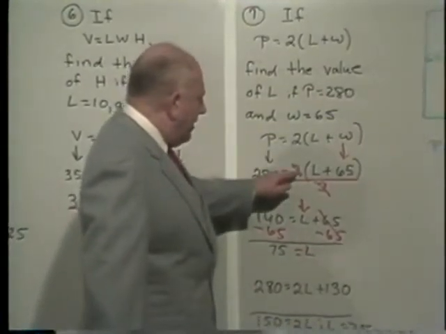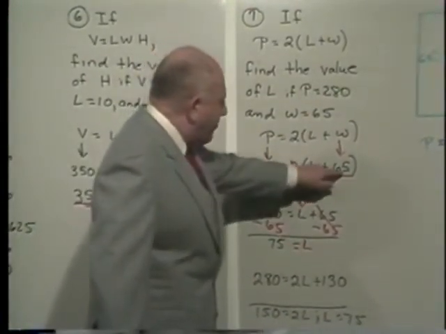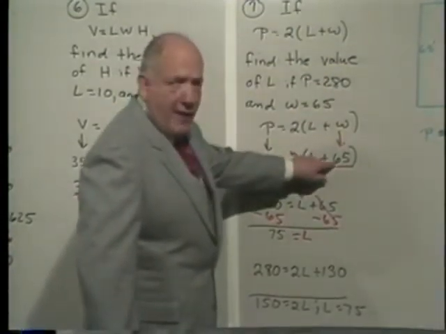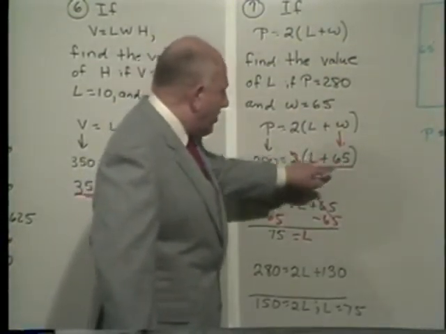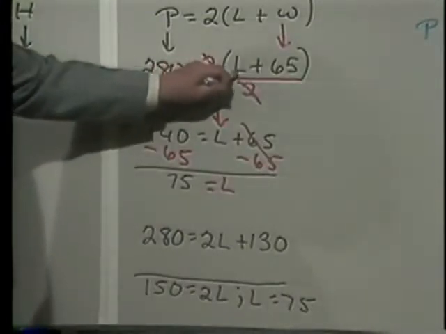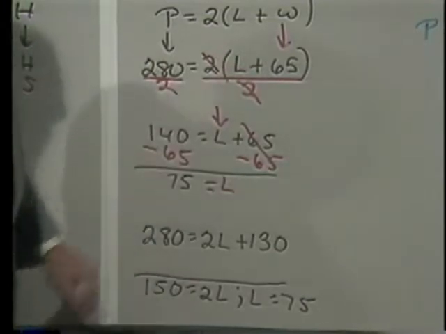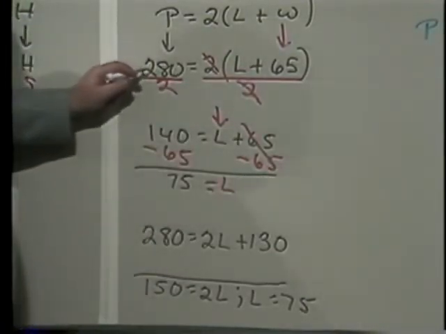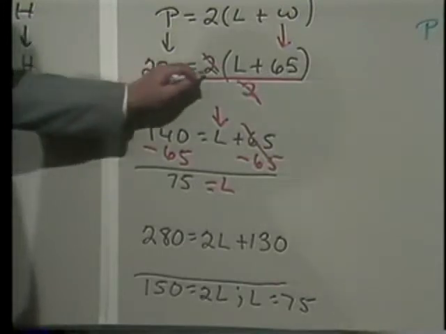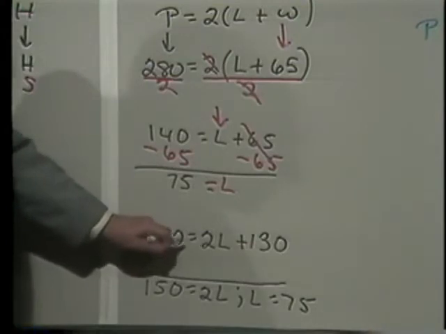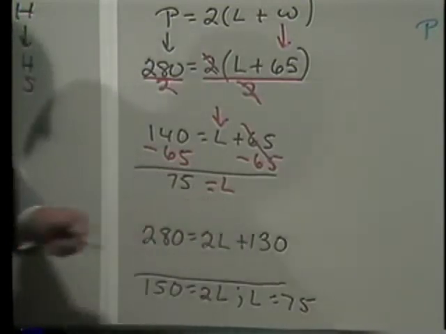And by the way, remember I warned you about this before. Don't go back here and decide to subtract the 65 first. Remember, the 2 is multiplying the 65. If you want to get rid of the parentheses, you can use the distributive property to say that 2 times L is 2L and 2 times 65 is 130. In other words, you have the right to rewrite this problem as what? 280 equals twice L plus 130.